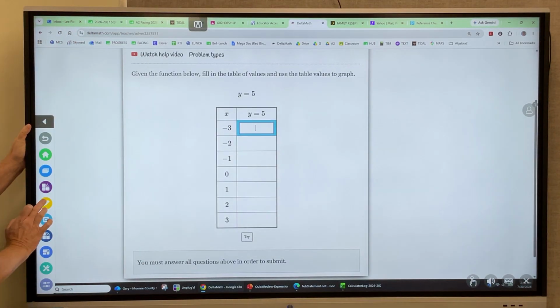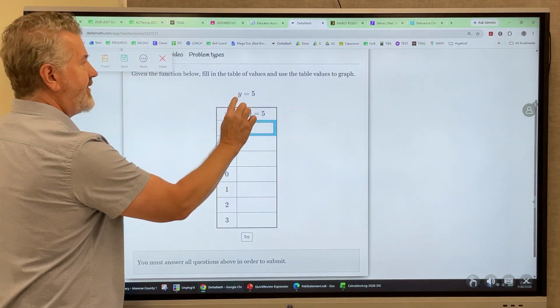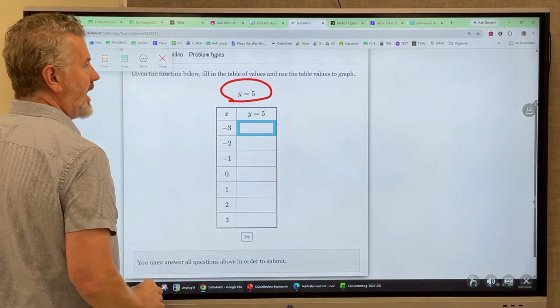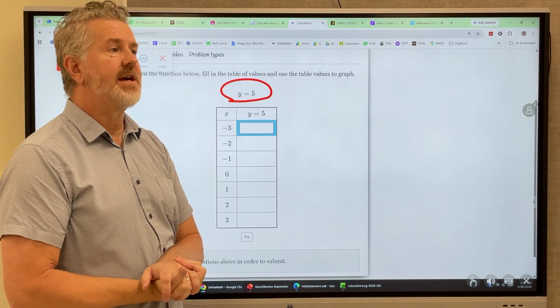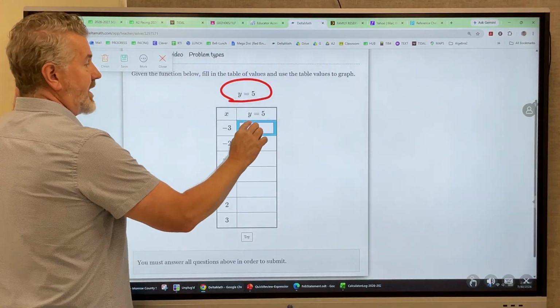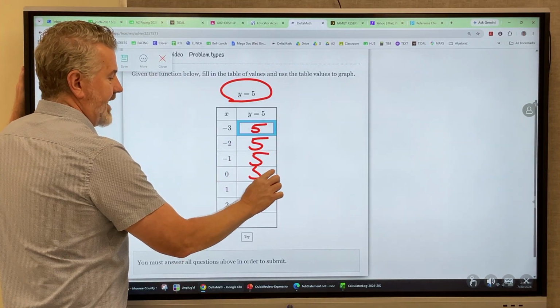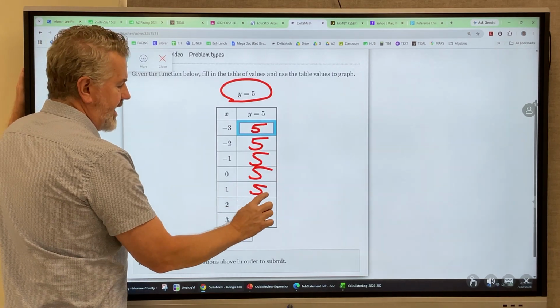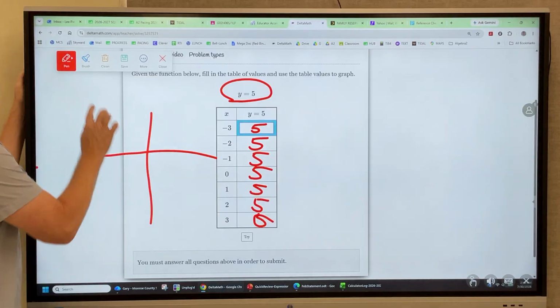All you're going to do is, here's our function. I know what you're thinking, where's the x? There is no x in this function. Y is 5 no matter what the x is, okay? So y is going to be 5, 5, 5, 5. This is actually a bad example. 5, 5, 5.